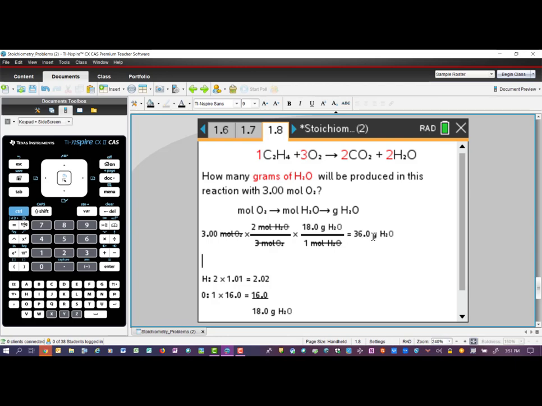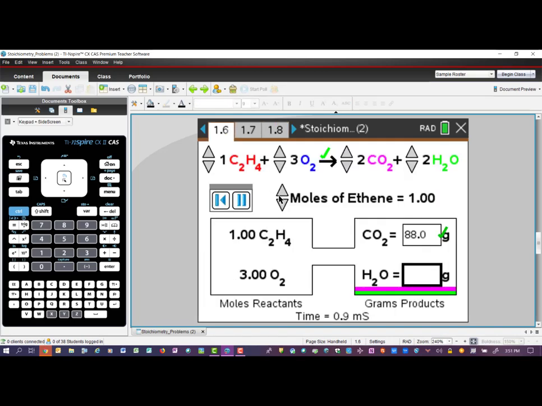Now let's go back and check our simulation to see if we start with 3 moles of oxygen in that problem with ethene, whether we're going to get 36 grams of water. When I go back, we're still using the problem of moles of ethene. Started out with 3 moles of reactants, and if I type in 36.0, I get the check mark.